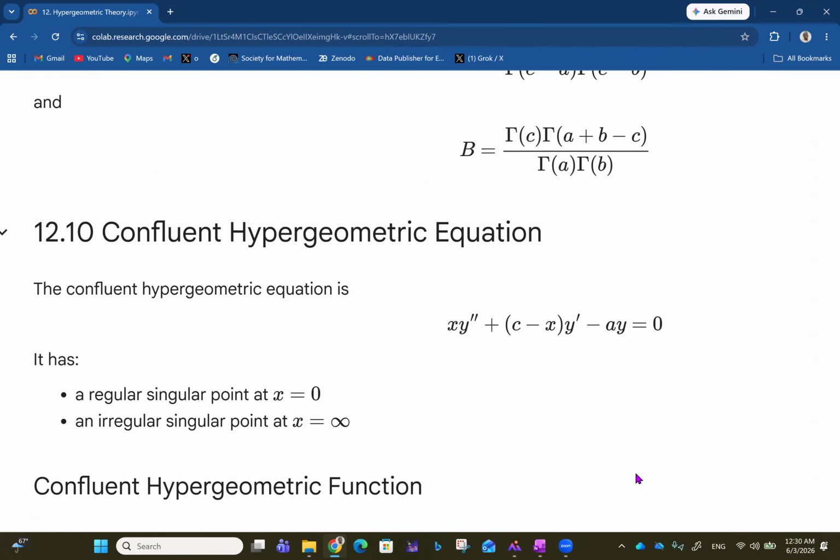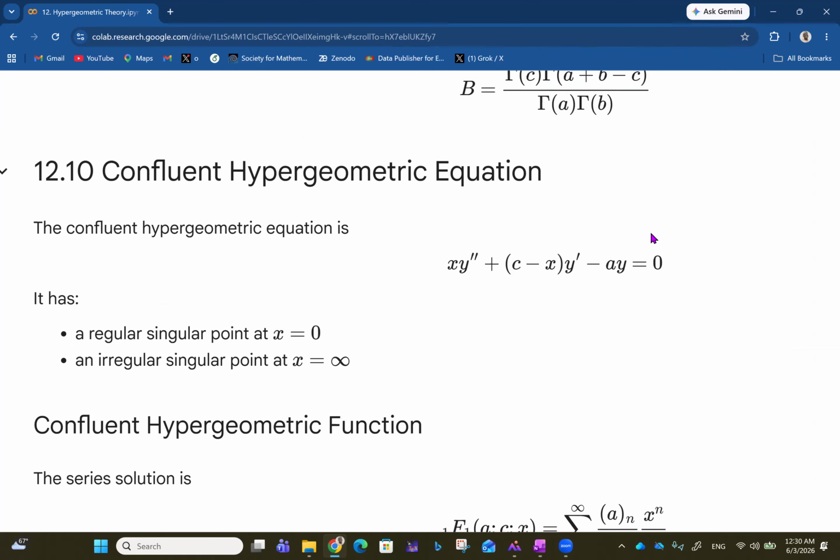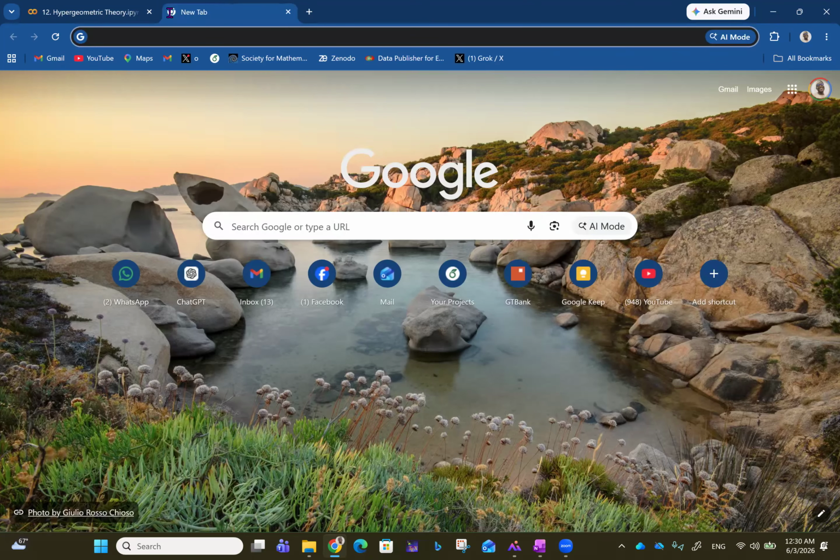Then we go ahead to talk about the confluent hypergeometric equation. The confluent hypergeometric equation is x y double prime plus (c minus x) y prime minus a y equals 0. So in this case now, let me just go here and check the hypergeometric equation. Can we compare side by side?